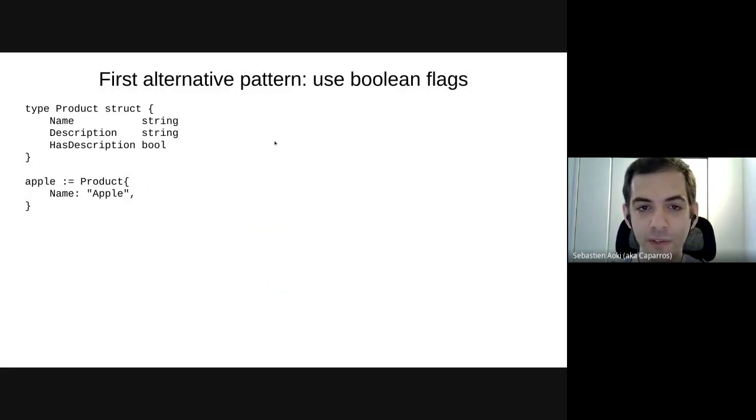To deal with that, until now, we had two main patterns which were recommended by the community. The first one was to use Boolean flags. In this case, I have a description, and I have a Boolean that says whether or not I have a description. So if I create my apple without anything, this flag will be false.